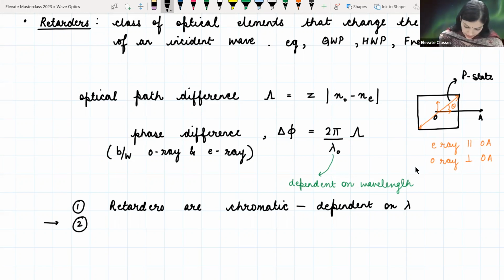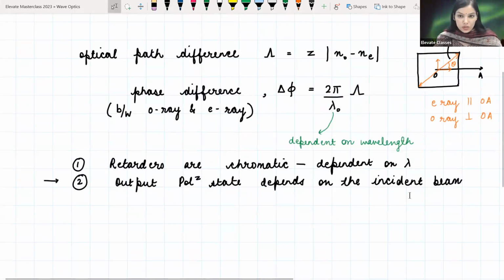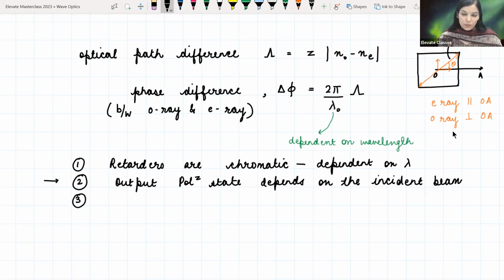The second thing is that the output polarization state depends on the incident beam also. I cannot think that every time I'm using a quarter wave plate, I'll get circularly polarized light. That is only true when I have a P state, and that too when theta is 45 degrees. So I'll write down all these cases for you in a moment, but I just want to make a note here so that you remember that.